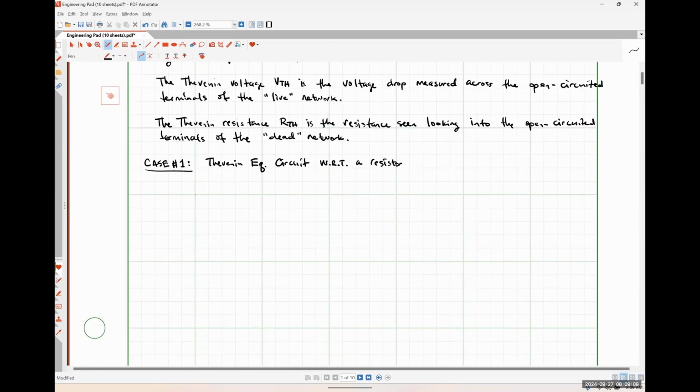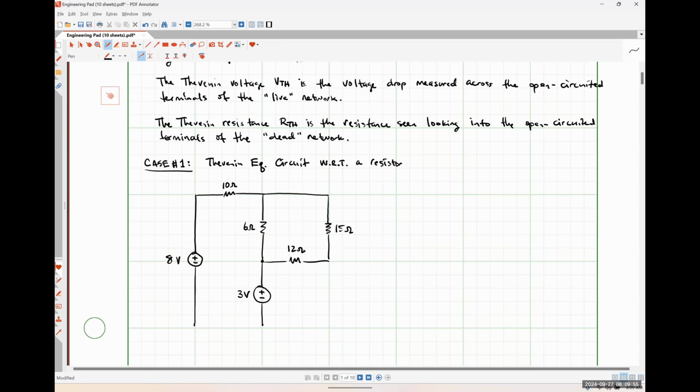Okay. So let's say that I have the following circuit. This is going to arbitrarily be an 8-volt source. Let's throw a 10 ohm resistor up here. 6 ohm resistor here. I'm going to put a 3-volt source here. Let's put a 15 ohm resistor. A 12 ohm resistor. And this will be a 20. Okay.